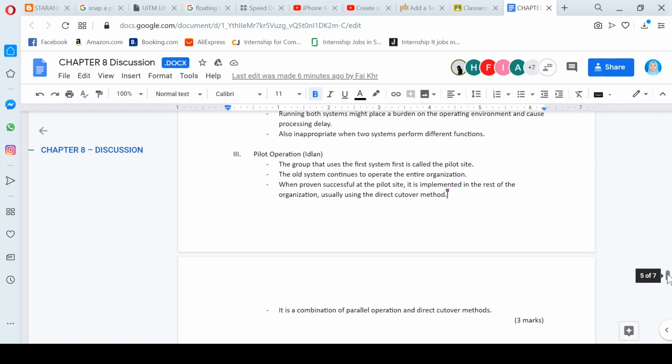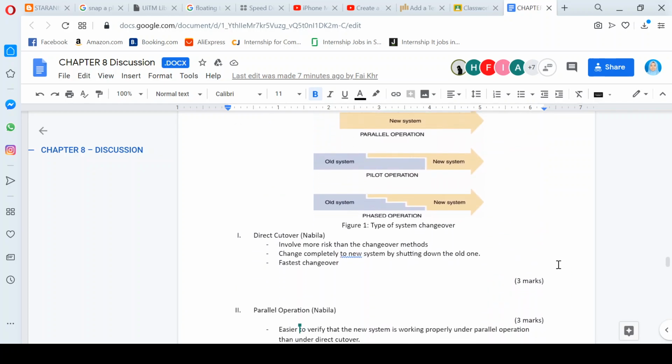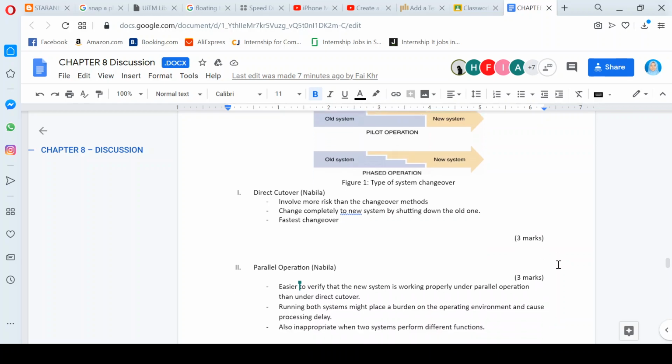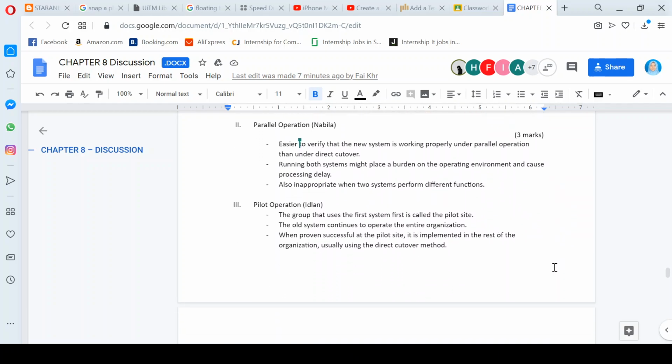Tak. Syuk je. Okay, Idlan, cuba explain dengan menggunakan figure yang ada dekat dalam Figure 1. Dekat figure 1 ni, pilot operation, old system dengan new system tu dia macam stack atas each other. Kan? Okay, dia bukan stack. Cuba kamu tengok betul-betul. Tadi kamu punya explanation bawah tu dah betul lah. Oh, okay.